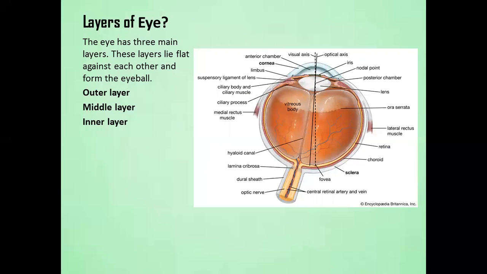Layers of the eye. The eye has three main layers. These layers lie flat against each other and form the eyeball: outer layer, middle layer, and inner layer.